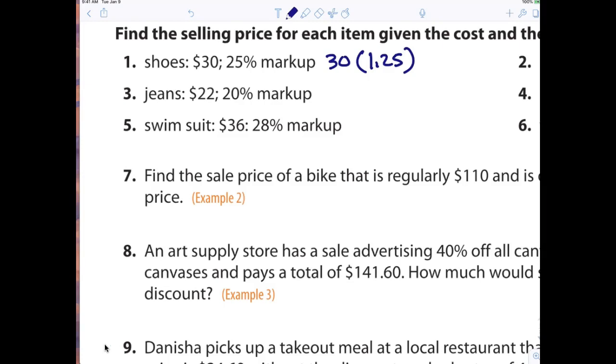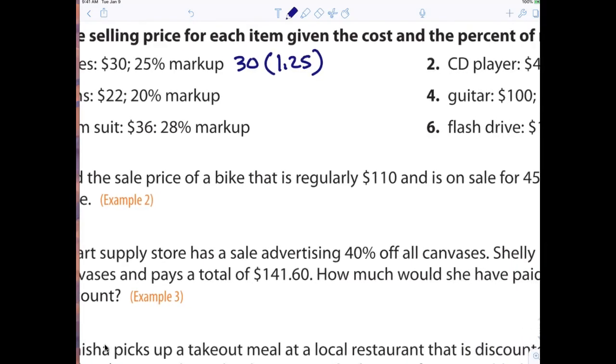All right? Again, how did we get 1.25? 100% plus what? 25% is what? 125%. So on your calculator, take 30 times 1.25, and you're going to sell them for what? $37.50. I would prefer that you not say 37.5, but is that really wrong? No. Since we're dealing with money and it's 0.5, we go ahead and make it 50.